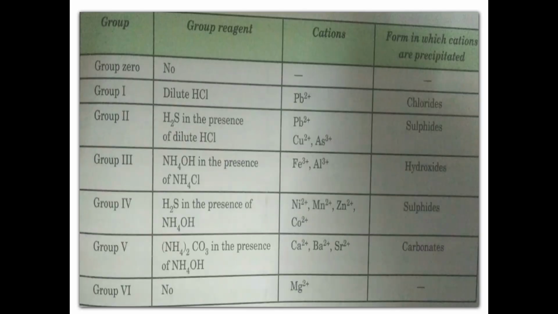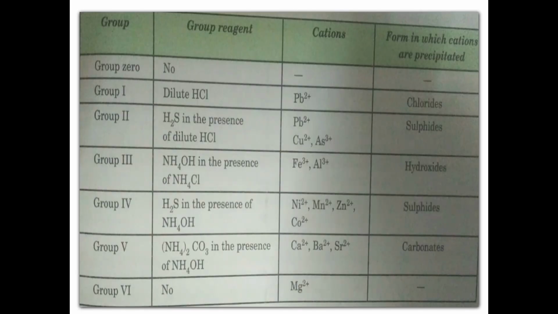Group 3, the group reagent is ammonium hydroxide in the presence of ammonium chloride. The cations are Fe3+ and Al3+. And here they are precipitated as their hydroxides. Group 4, the group reagent is H2S in the presence of basic medium ammonium hydroxide, and the cations are Ni2+, Mn2+, Zn2+, and Co2+. They are precipitated as their sulfides.